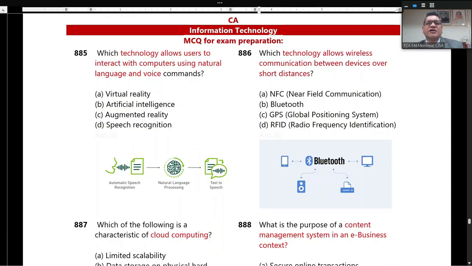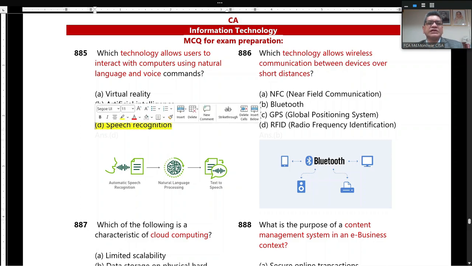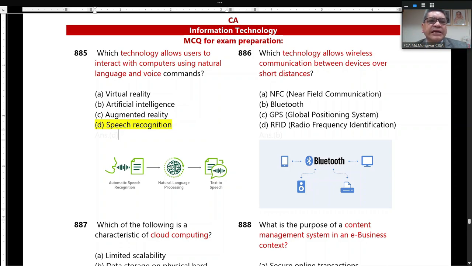Which technology allows user to interact with computer using natural language or voice command? Speech recognition. Jeta amra mukhe bolle seta chine, jemon amader mukhe bolar sathe sathe mane speech recognition ta hocche ekhane. Ei technology ta computer user natural language and voice command er maddhome hoye thake, mukhe bola ar hoye jawa.